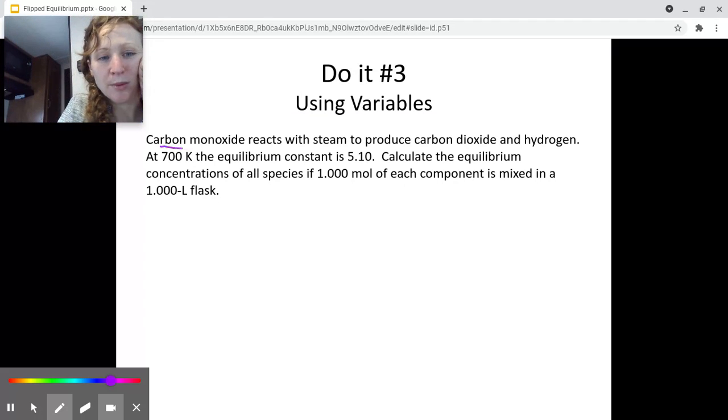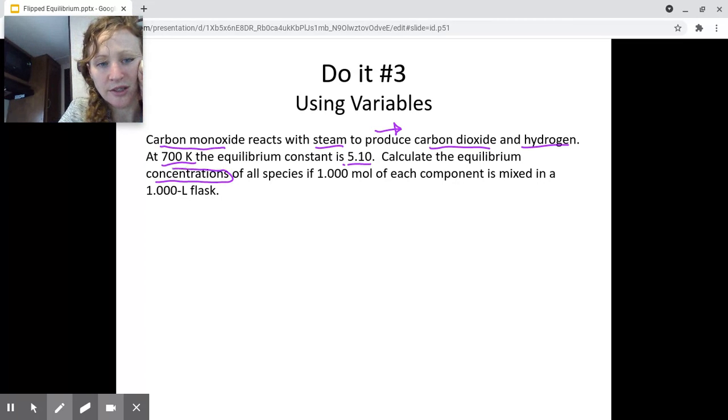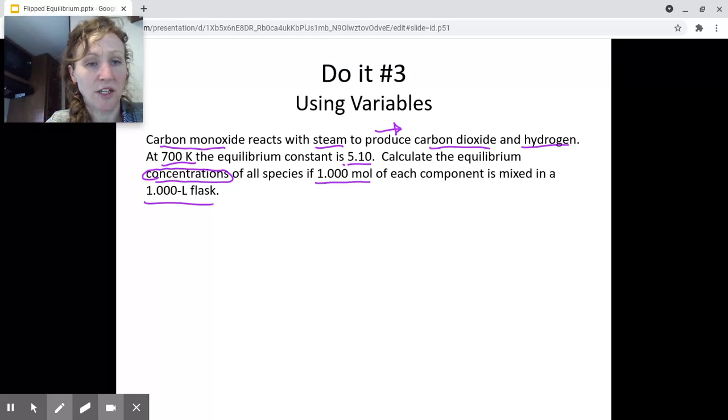All right, carbon monoxide reacts with steam, produces carbon dioxide and hydrogen. At 700 Kelvin, the equilibrium constant is 5.1. Calculate the equilibrium concentrations of all species if 1 mole of each component is mixed in a 1 liter flask. Okay, so we need a reaction, we need a K, and then we need to figure out numbers that fit inside that ICE chart.